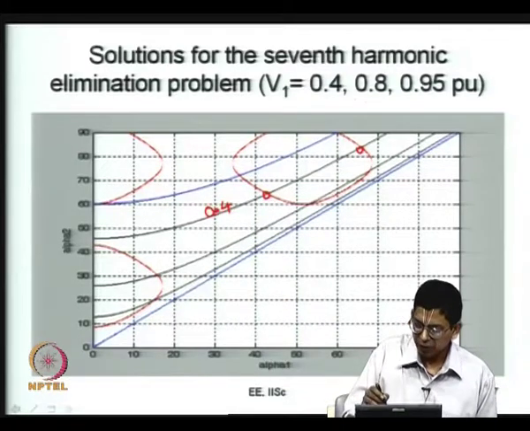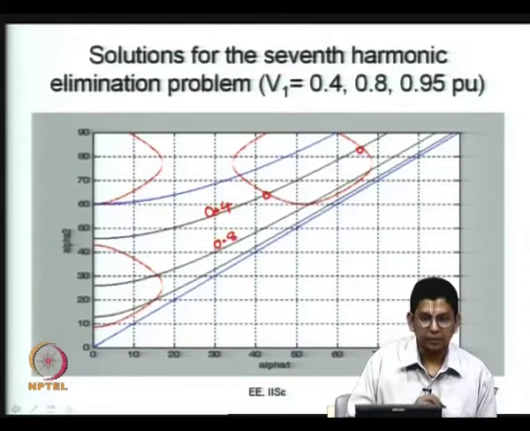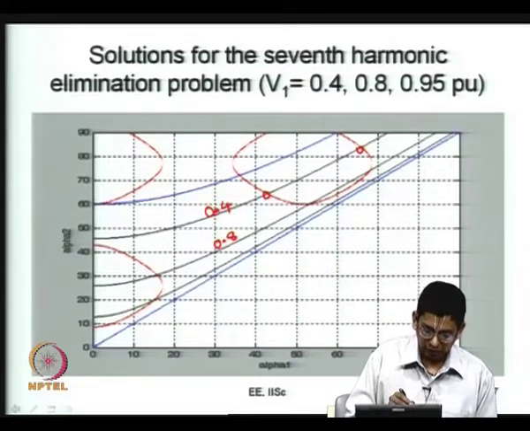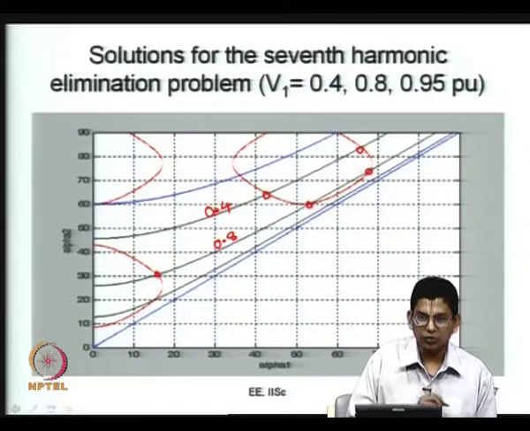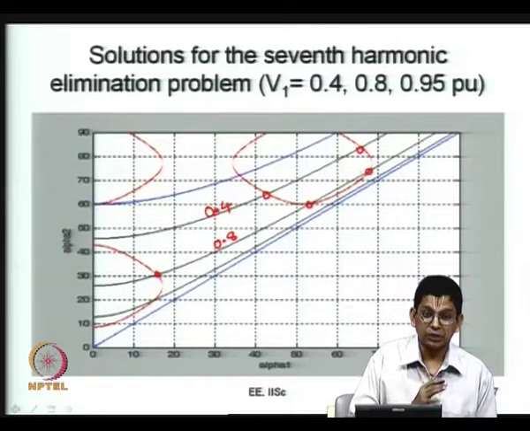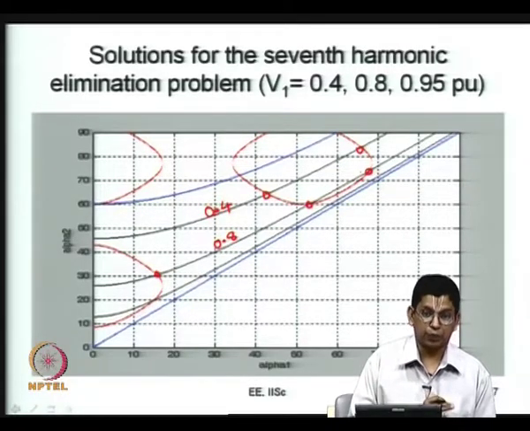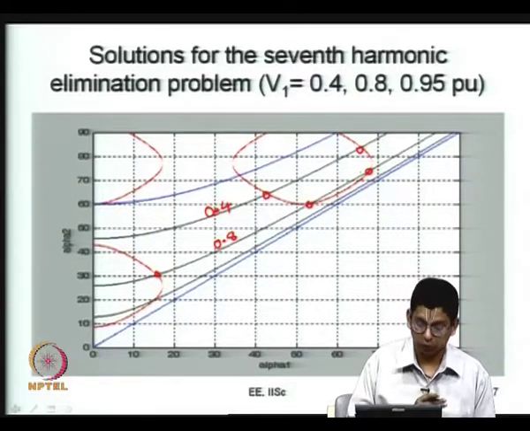Then I am considering V1 equal to 0.8, which I have plotted here. If I take V1 equal to 0.8 and plot that contour, it intersects this curve here and it intersects this contour at 2 different points. So, there are 3 different solutions available for you. You have a choice to choose from, a greater number of choices.